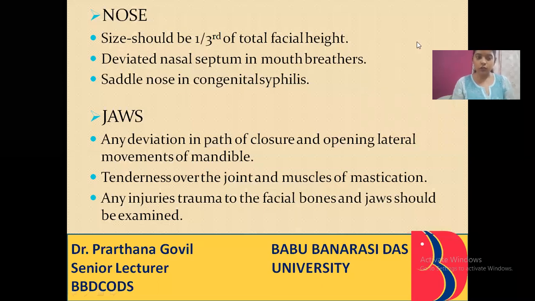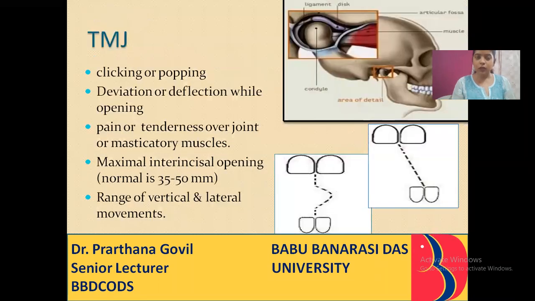Now, check for jaws. Any deviation in path of closure and opening, lateral movements of mandible, tenderness over the joint and muscles of mastication. Any injuries or trauma to the facial bones and jaws should be examined. Now, talking about temporomandibular joint, you need to check for clicking or crepitus sound. You need to check for deviation and deflection while opening of the mouth. Check the pain and tenderness of the joint or masticatory muscles.